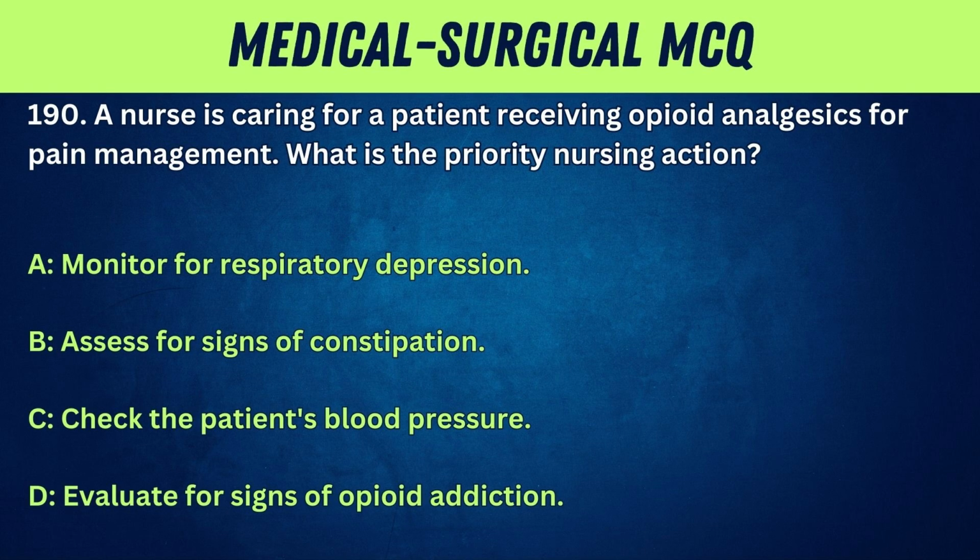190. A nurse is caring for a patient receiving opioid analgesics for pain management. What is the priority nursing action? A. Monitor for respiratory depression. B. Assess for signs of constipation. C. Check the patient's blood pressure. D. Evaluate for signs of opioid addiction.